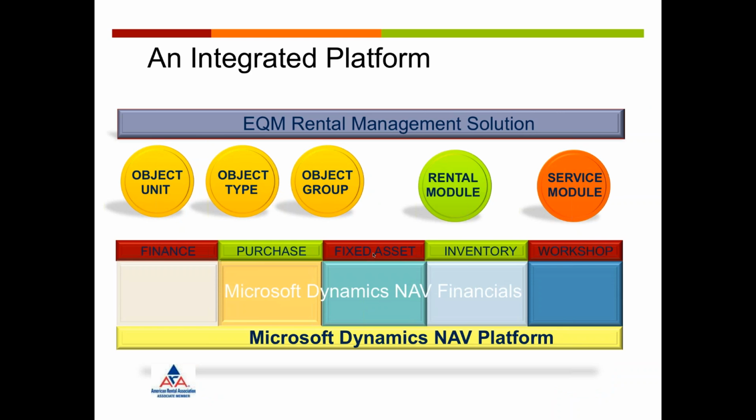And as we look at an integrated platform, you're able to track an asset, what we call objects, as a unit, as a type, or as a group. So if you have a group called, let's call it, subcompact cars, the object type might be Volvos, and then you can go all the way down to the specific serial number of that unit.